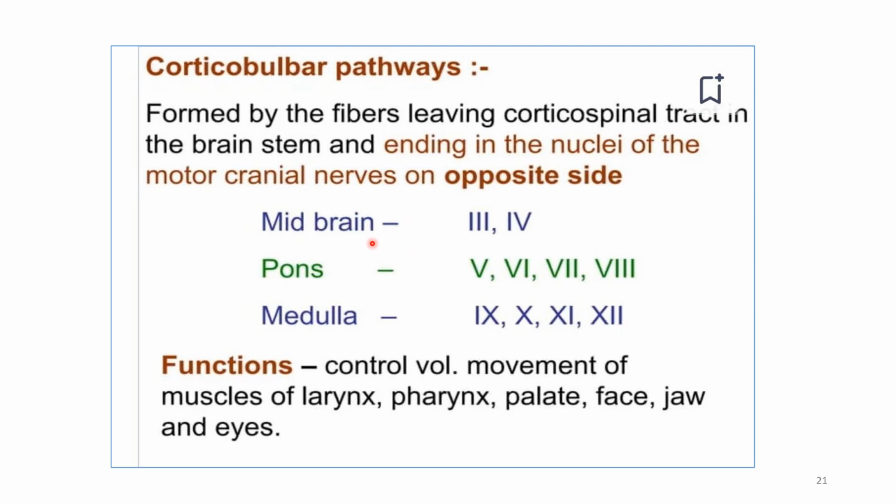In the midbrain, they will innervate 3 and 4. In the pons, 5, 6, 7 and 8. In the medulla, 9, 10, 11 and 12. So what is the function of these corticobulbar pathways? They control the voluntary movement of the muscles of the larynx, pharynx, palate, face, jaw and eyes.